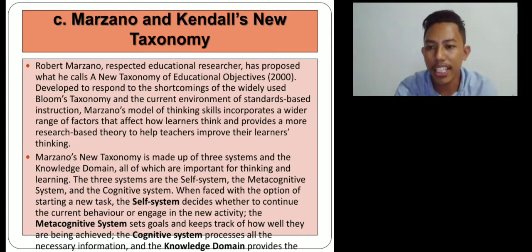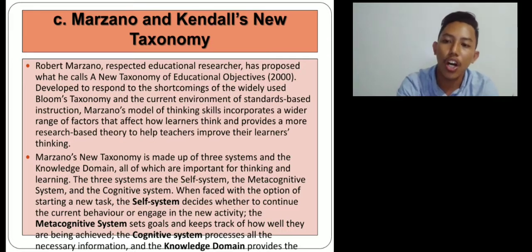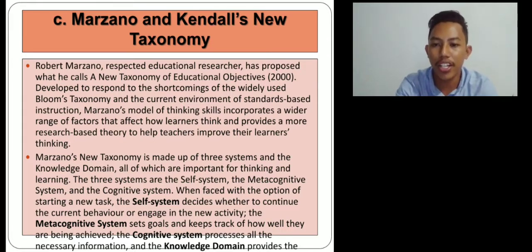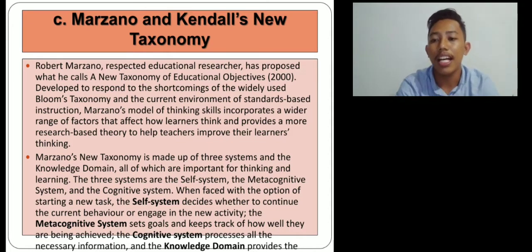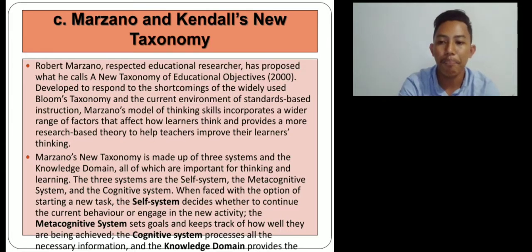So Marzano and Kendall's new taxonomy is made up of 3 systems and the knowledge domain, all of which are important for thinking and learning. The 3 systems are the self system, the metacognitive system, and the cognitive system. When faced with the option of starting a new task, the self system decides whether to continue the current behavior or engage in the new activity. The metacognitive system sets goals and keeps track of how well they are being achieved. The cognitive system processes all the necessary information, and the knowledge domain provides the content.